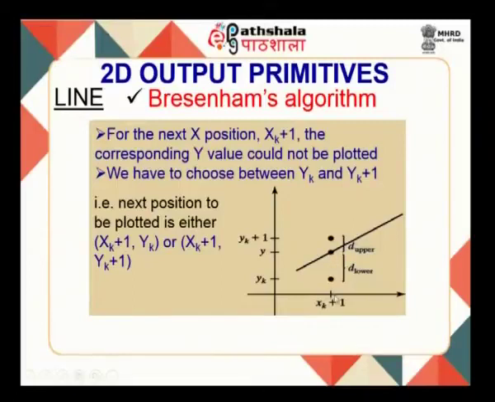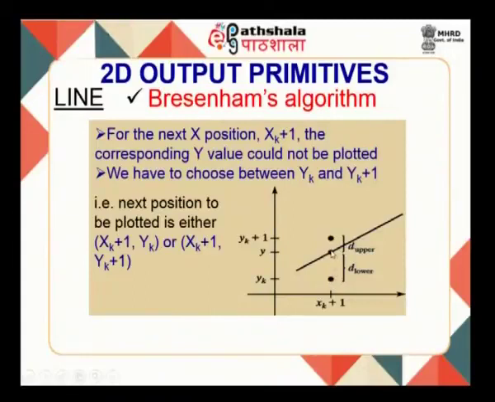So, even if we compute using some point slope form, that y value is somewhere between the two integer positions, and we cannot actually plot this point. This is what is called the theoretical position. Here y indicates the theoretical y coordinate, which cannot be plotted on the monitor. So, we have to choose either y_k plus 1, the upper pixel, or the lower pixel.